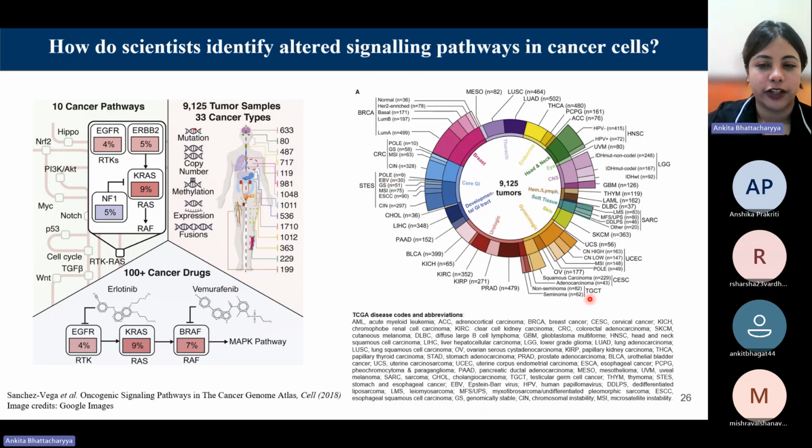You don't have to worry about that, I'm just giving you an idea about all of this. So they took all of these different types of samples. They studied the mutations, the copy number, methylation, like I just explained to you, the expression, and fusions. I hope you understand what copy number means.